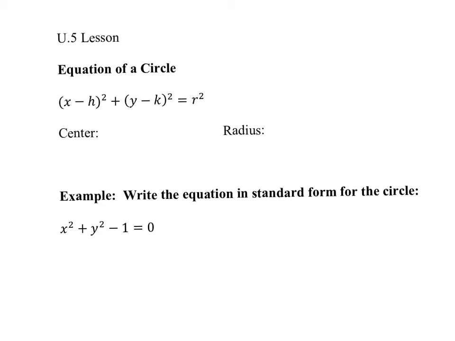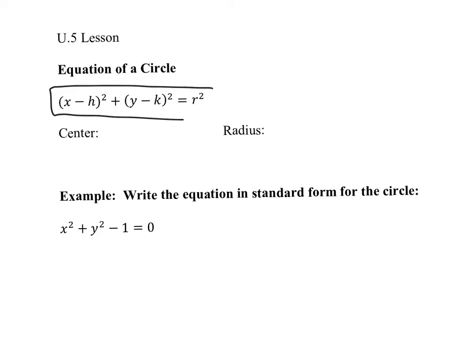So looking at the section U5 on IXL, this is about writing an equation of a circle in standard form by completing the square. So when we looked at our equation of a circle, we studied this a couple days ago. You have this equation here, and in that equation, we need to make sure we remember what the center is and what the radius is.